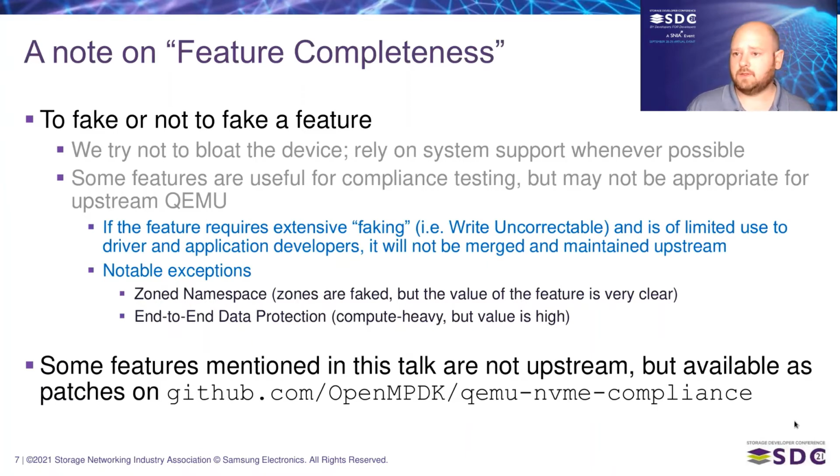Now, there are notable exceptions to this when we have to do extensive faking. An example of this is the zoned namespace support, because zones in this case are faked and tracked exclusively by the device, but the value of this feature is very high. The same is true for end-to-end data protection, which is also pretty compute heavy in the device, but the value of being able to test this and work with this is pretty high. Now, some of the features that will be described in this talk are not upstream, but they are available as patches on GitHub OpenMPDK that you can see below.